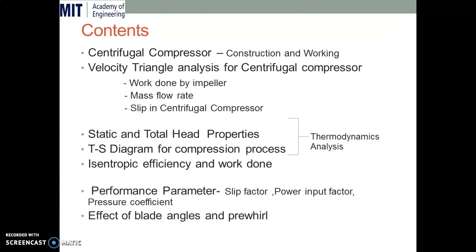These are the contents of this unit. In the first point, we are going to discuss the basic construction and working. Then we are going for the velocity triangle analysis for the centrifugal compressor. After drawing the velocity triangle, we are going to derive an equation for work done by the impeller. Then we are going to calculate the mass flow rate in the centrifugal compressor. Then we are going to study what is slip in a centrifugal compressor.